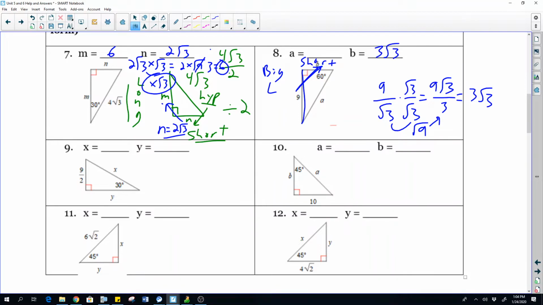There we go. And then we have trying to find the hypotenuse now. Since this is 3 radical 3, and we're trying to go short leg to hypotenuse, we just double it. We times it by 2. And so 3 radical 3 times 2 is just 6 radical 3. And the radical 3 comes along for the ride.